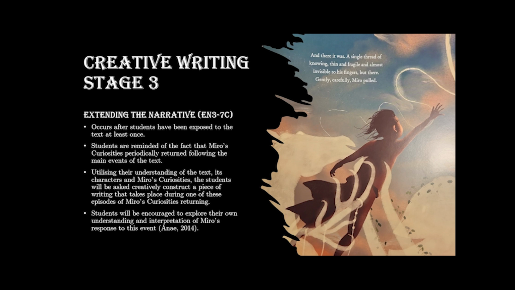An additional lesson idea specifically targeting the creative writing skills of Stage 3 students is for them to write a brief extension to the story. This extension is to be written during an episode where Mira's curiosities periodically return, a fact mentioned near the end of the text in the narrative's resolution. Through this activity, students can explore the possibilities for how Mira has progressed in dealing with his curiosities. This activity will encourage the students to use their comprehension and understanding of the text, its characters, and the nature of Mira's curiosities, while also fostering a level of autonomy through free individual writing.